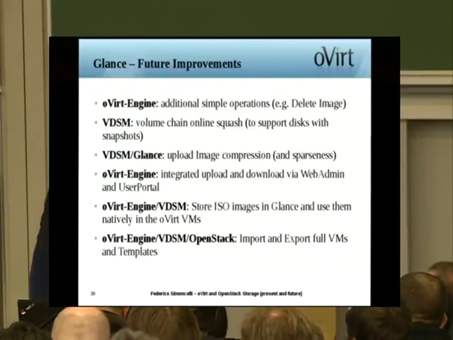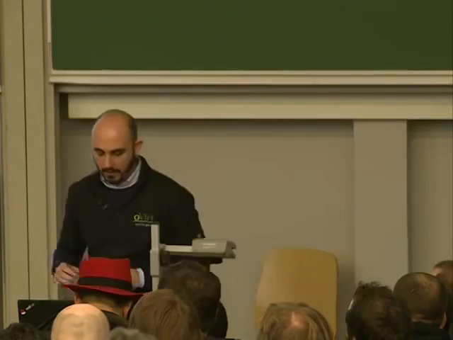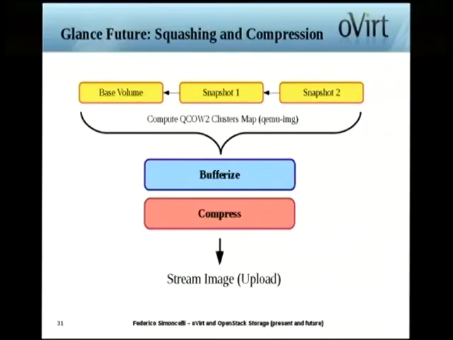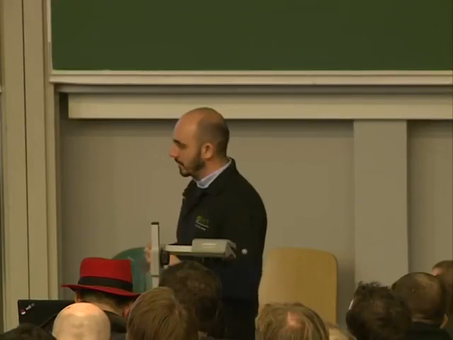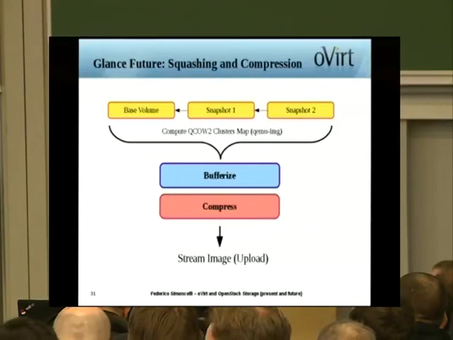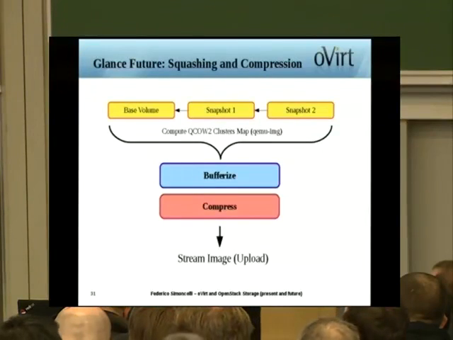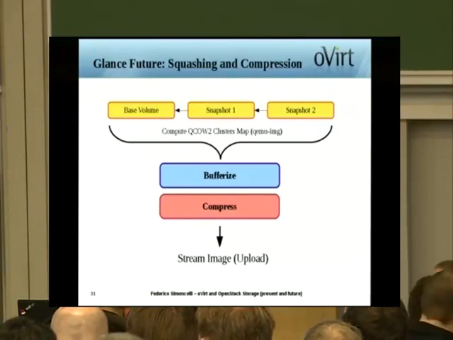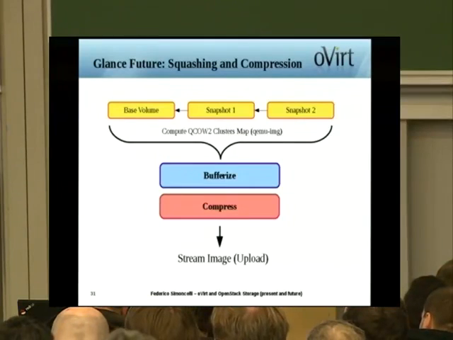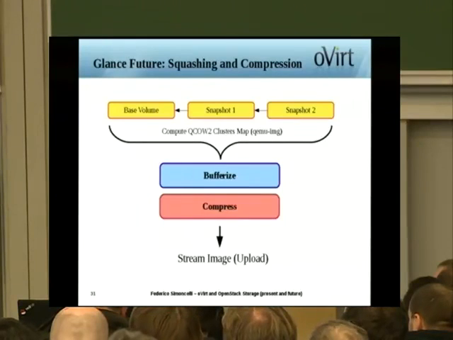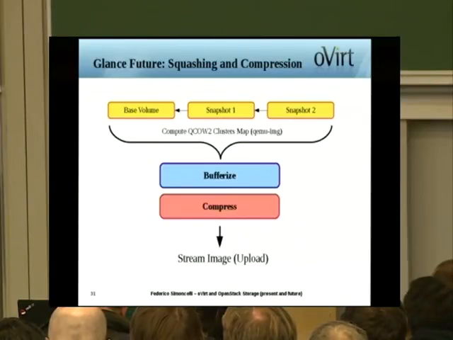So just a few words about the squashing and compression of multiple volumes images that we have in oVirt. As we see here, we have an image that has 2 snapshots. Basically, the base volume can be either raw or QCOW, it doesn't matter, but snapshot 1 and snapshot 2 are 2 QCOW volumes. And in order to squash the image and see just the latest version, we have to compute the map of the clusters that are scattered around these 3 volumes.